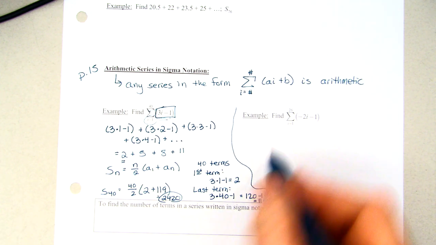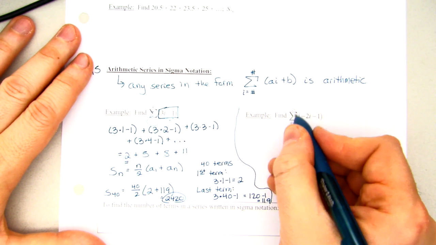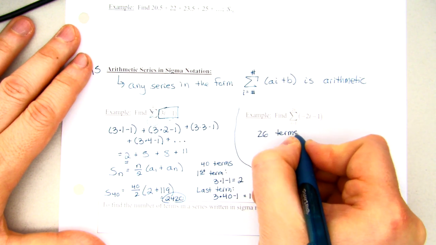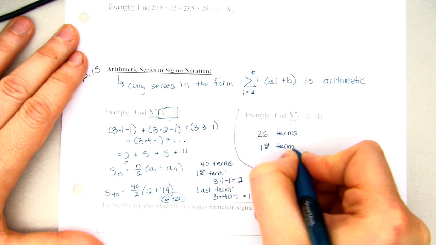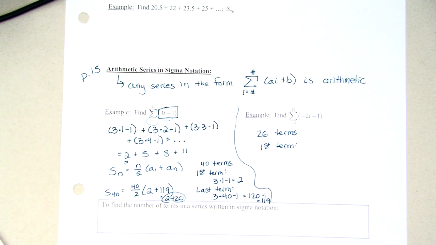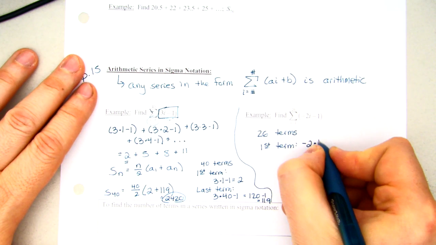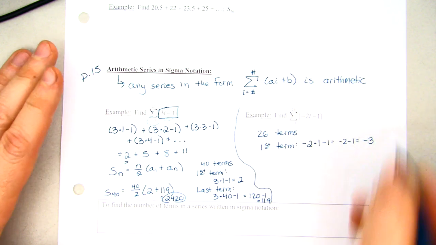First of all, tell me how many terms we have in that series. Well, I'm going from 1 to 26. That means there are going to be 26 terms. For the first term, you need to plug your lower limit into your formula. What is your first term? That should be negative 2 times 1 minus 1. Negative 2 minus 1, you're going to get negative 3.